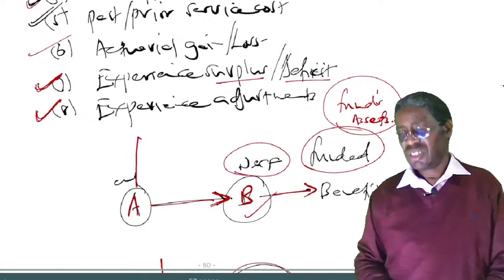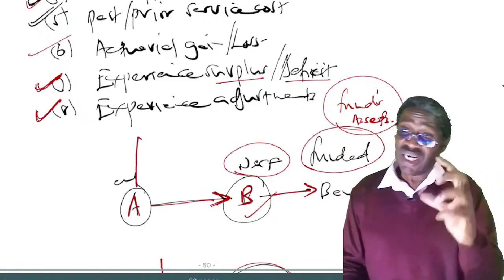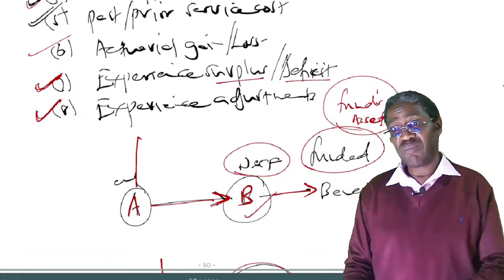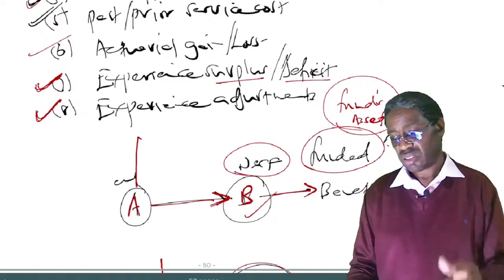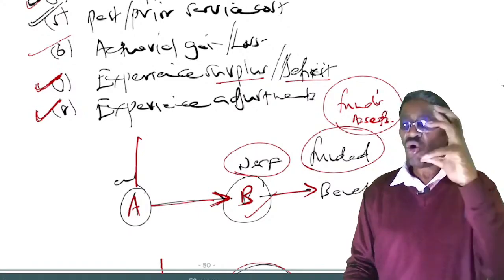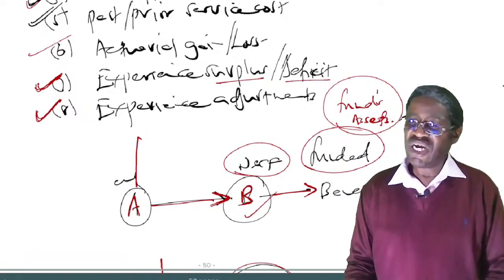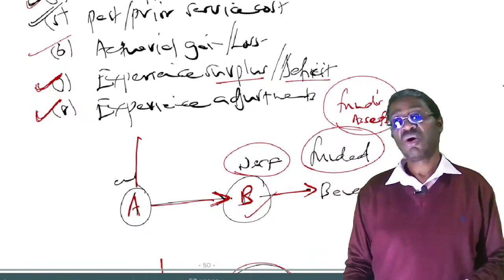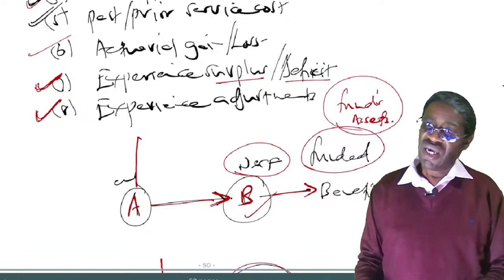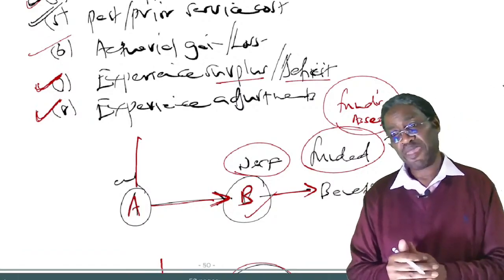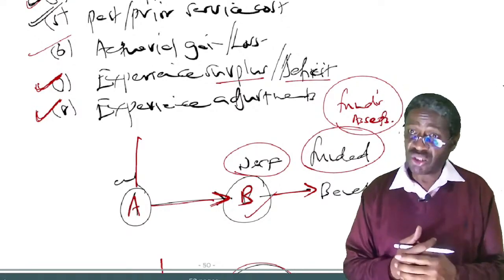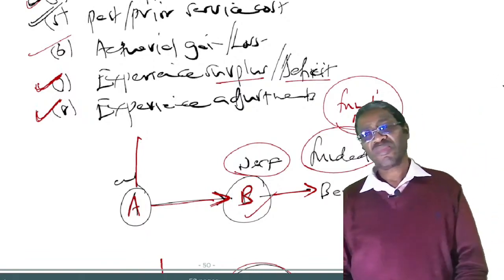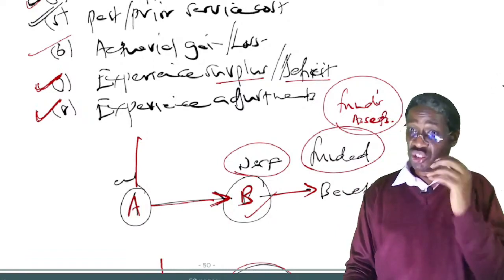To correct an experience surplus, the employer may be allowed to take a contribution holiday, i.e. stop contributing for a short while.